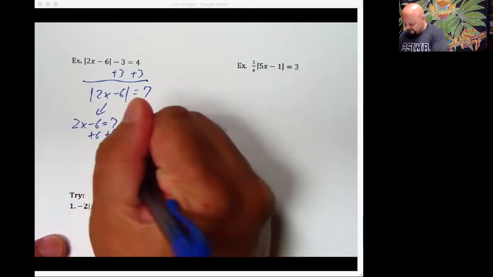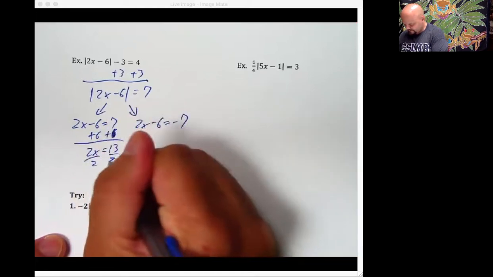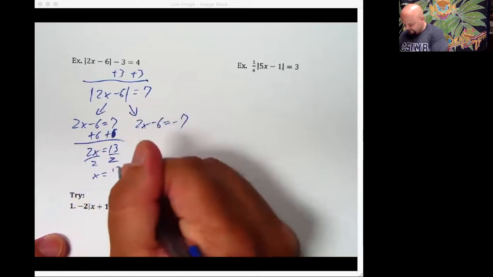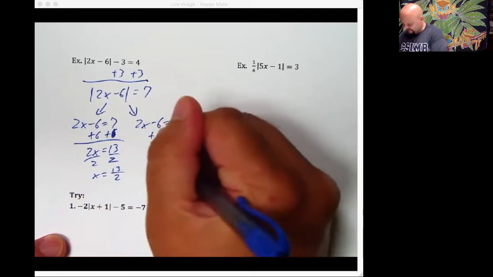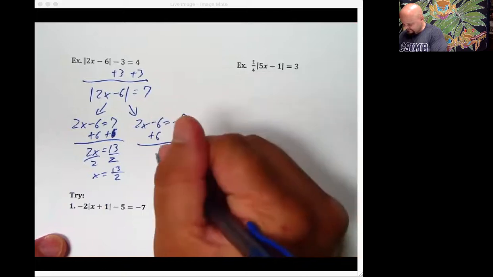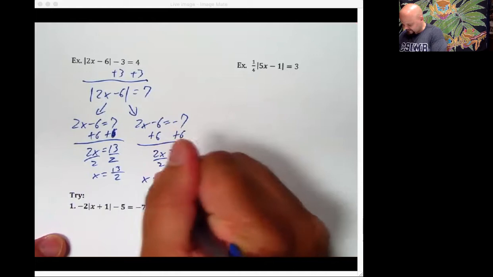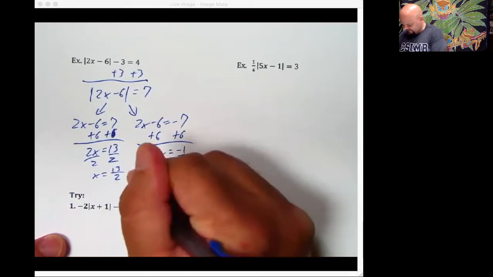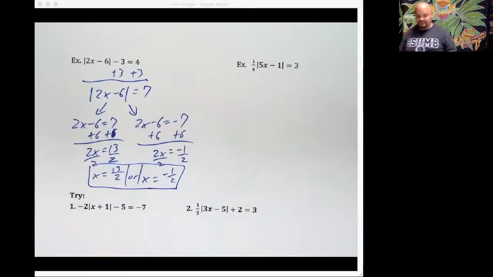Plus 6, plus 6. Divide by 2, divide by 2. 13 over 2, or 6.5. Plus 6, plus 6. 2x is equal to -1. Divide by 2, divide by 2. X is equal to negative 1/2. There you go. If I were to say which one I like better, I'd have to say the algebraic way. And the reason why is I'd say because it's faster.